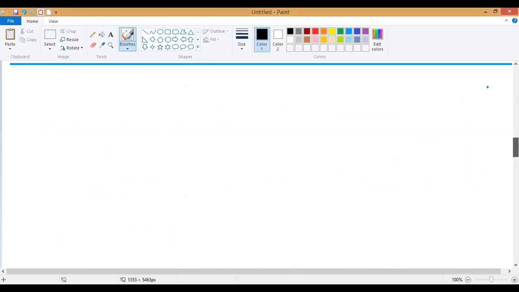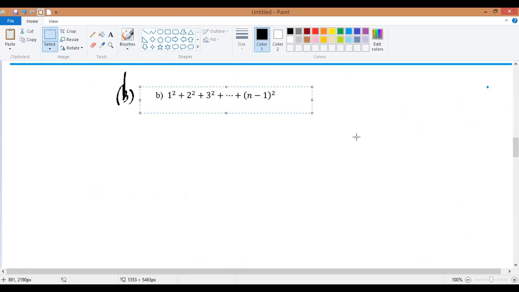I want to do one example, part B. You should be able to notice that in part B, we have this kind of statement, 1 squared plus that. We want to get its sum.